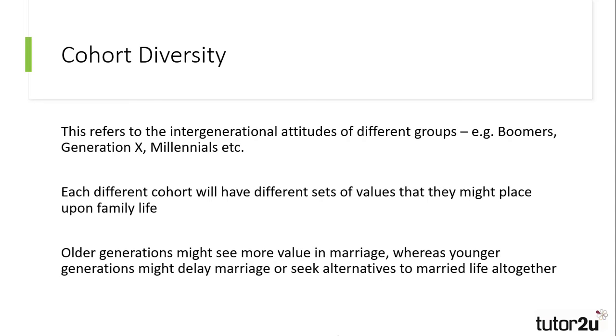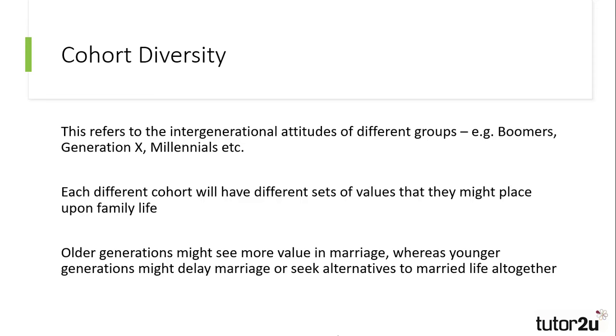And finally, cohort diversity. This refers to the intergenerational attitudes of different groups. For example, how might people born in the years after World War II, often referred to as boomers, have different attitudes to the structure and organisation of the family? How might Generation X, those born in the late 1960s to early 1980s, have different attitudes to parenting and the division of labour than their parents? What values will millennials have that differ from previous generations?